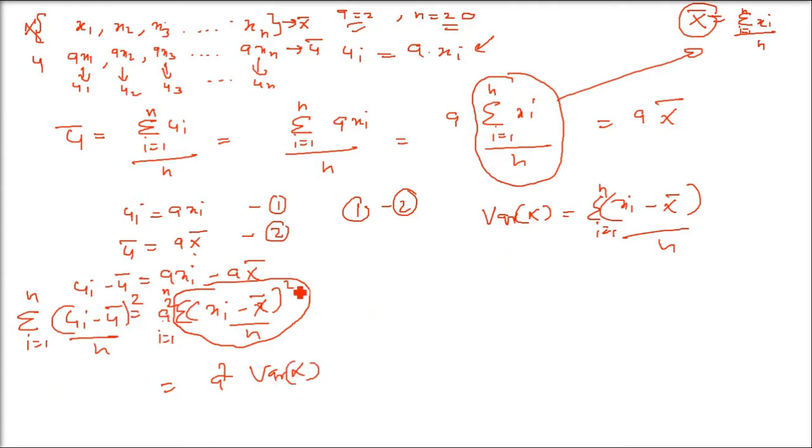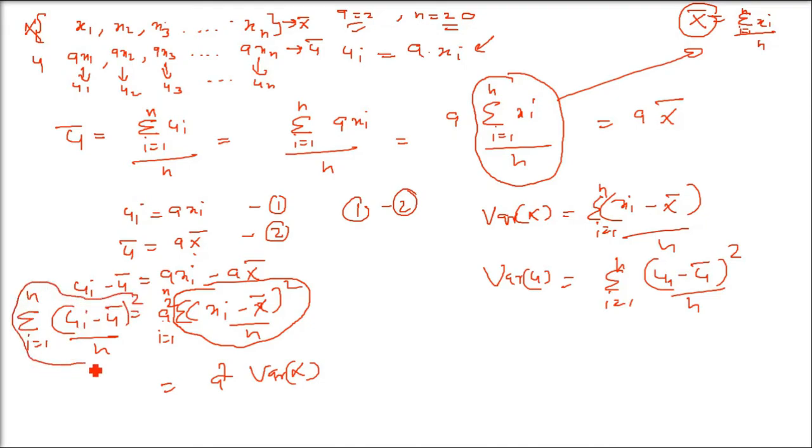How about the second list, which was the multiplication of a with each and every element of the first list? It's sigma i equals 1 to n, (ui minus u bar) whole square by n. What is this? This is the same thing. So it's the variance of u, the second list. So variance of u is equal to a square into variance of x.